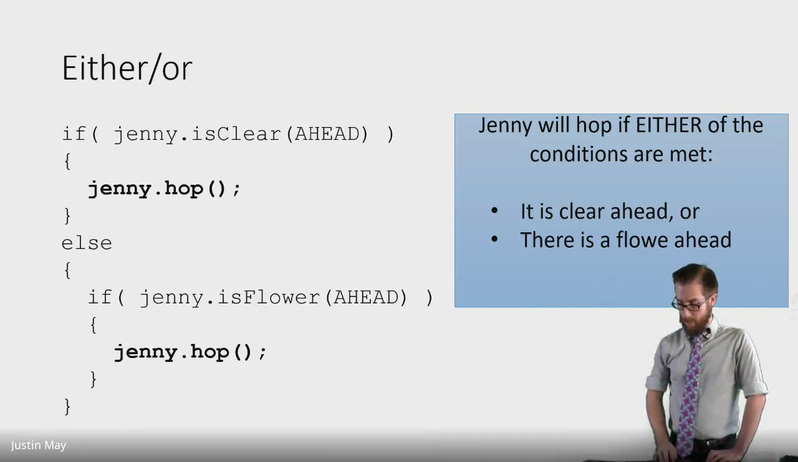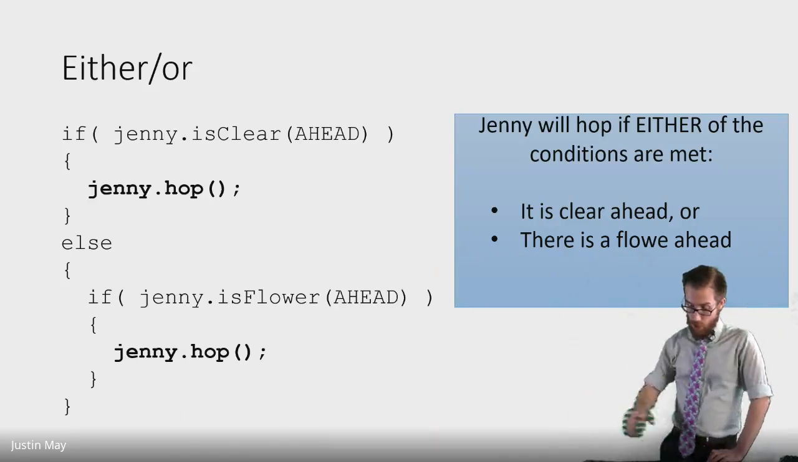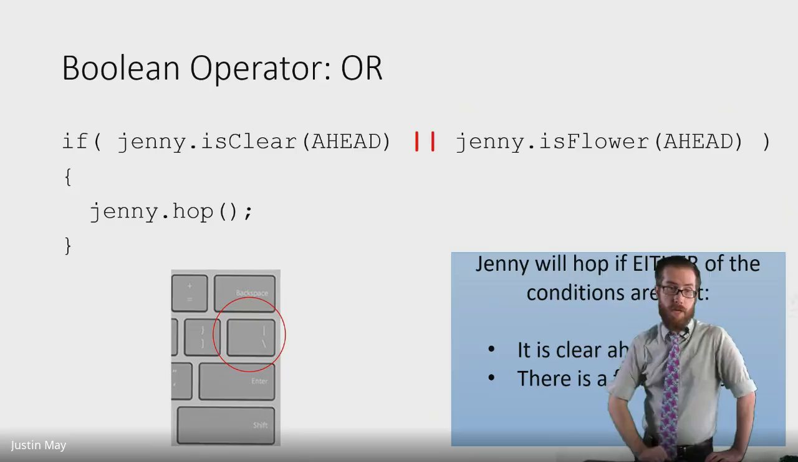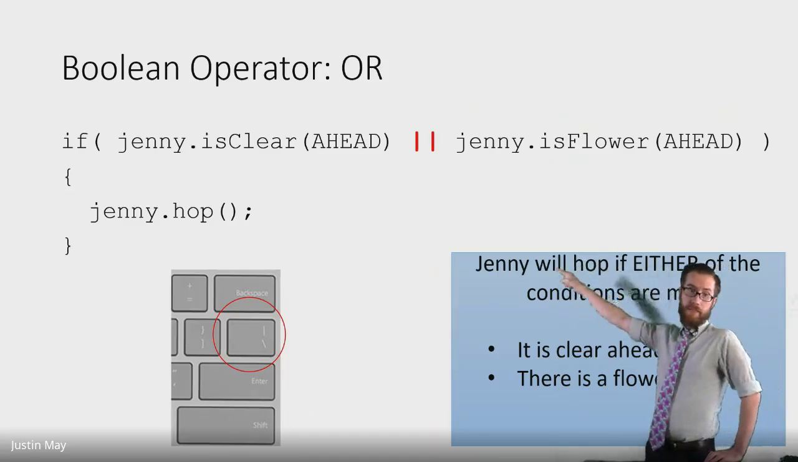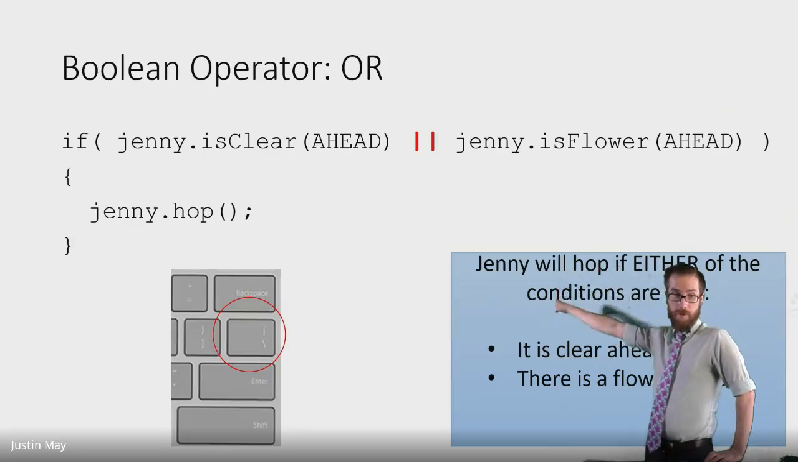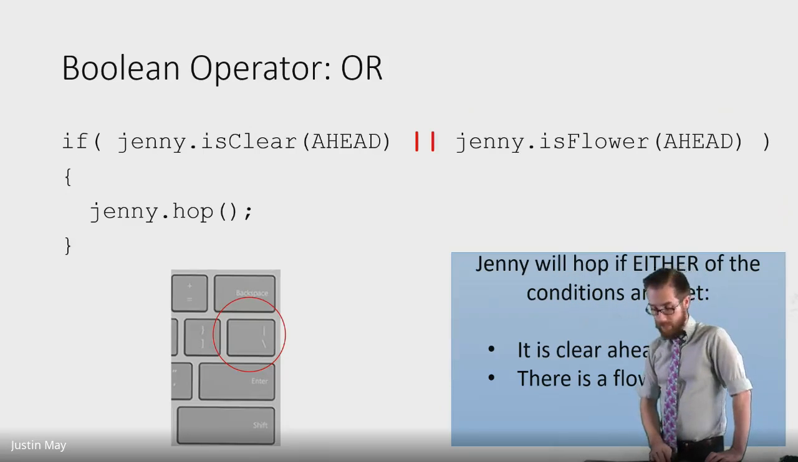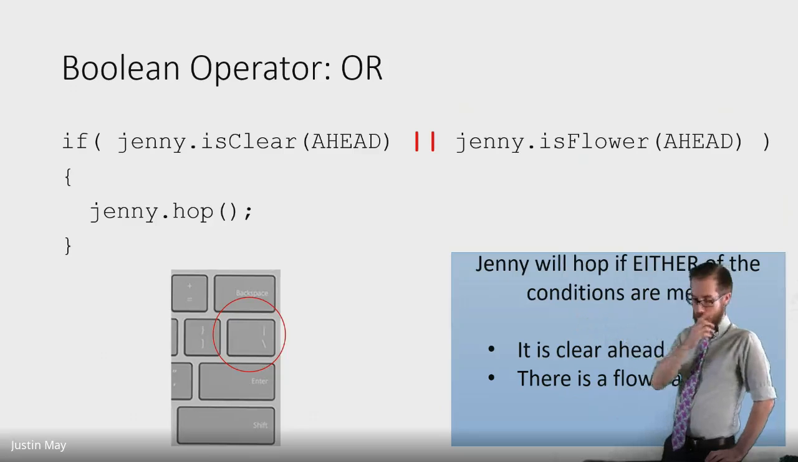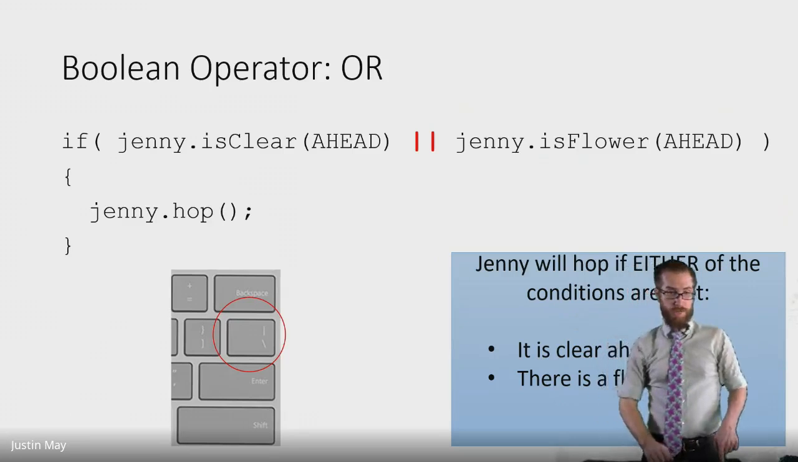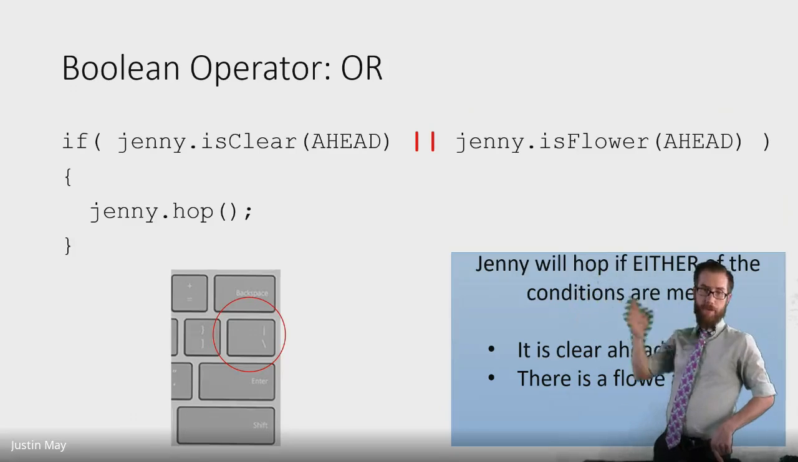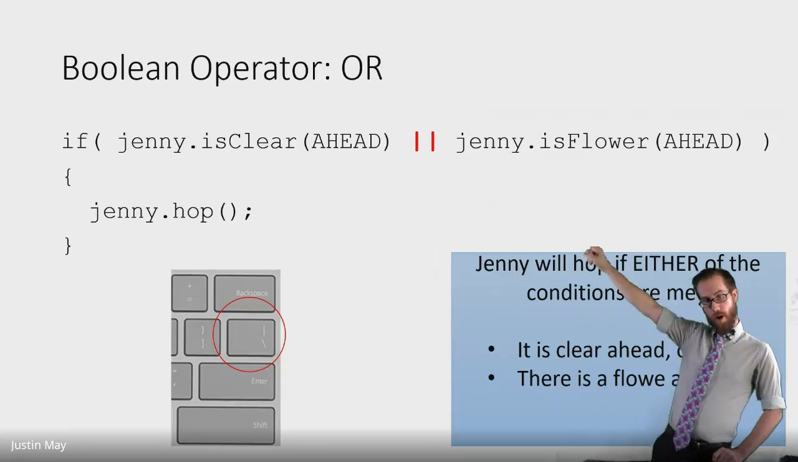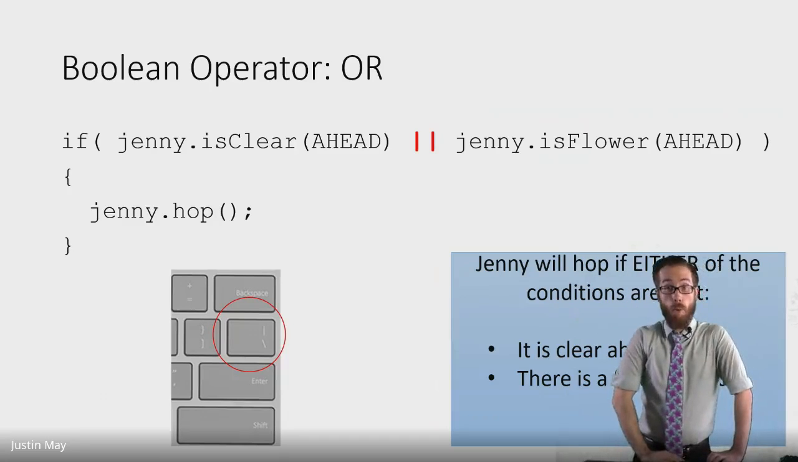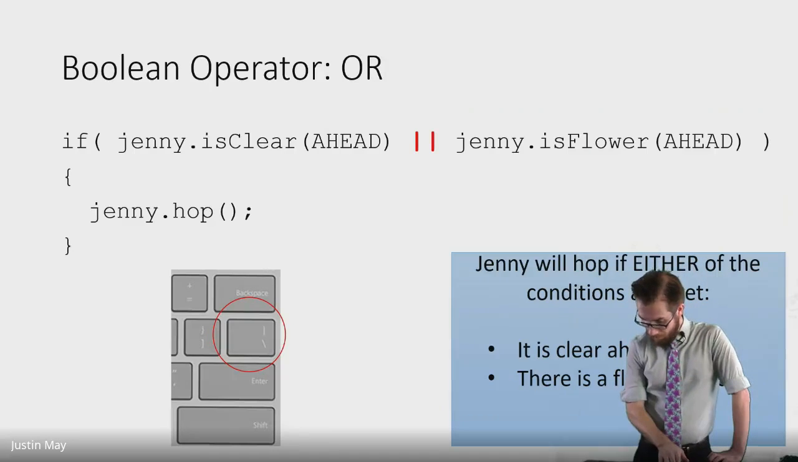Okay? And instead of writing all of this, you could just put an or symbol. If it's clear ahead of Jenny or she has a flower, Jenny will hop. And this symbol is over on the side of your keyboard. It's going to be above the enter key. And again, you hold the shift key and you push that and you get a little bar. And we do it twice to get 2 bars, which means or.